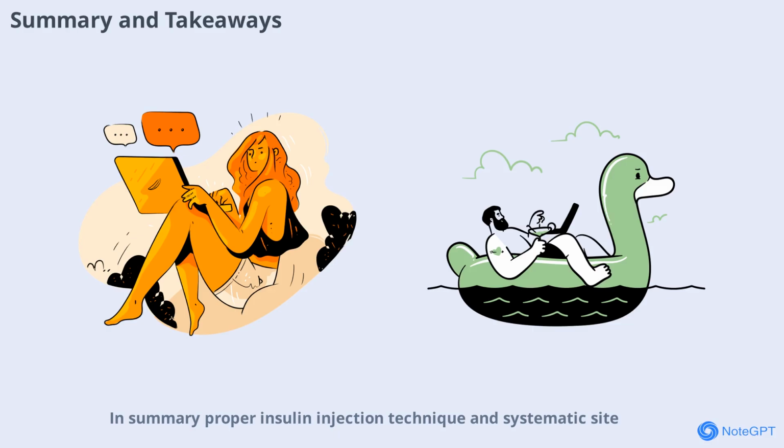Summary: proper insulin injection technique and systematic site rotation are essential for effective diabetes management. By understanding the importance of site selection, rotation, and safe practices, patients can achieve better glycemic control, prevent complications, and improve their overall health. Remember to consult your healthcare provider for personalized advice and support on your insulin therapy journey.